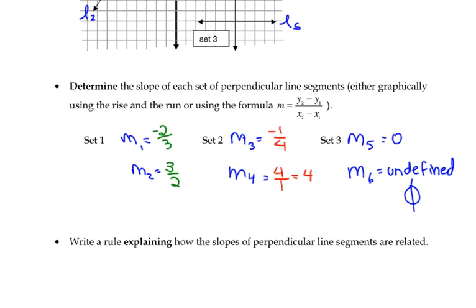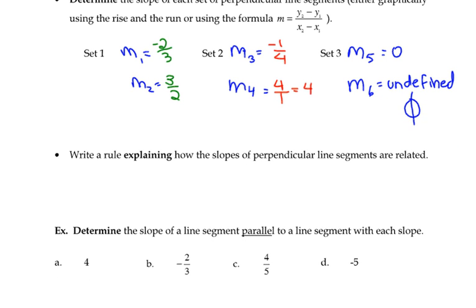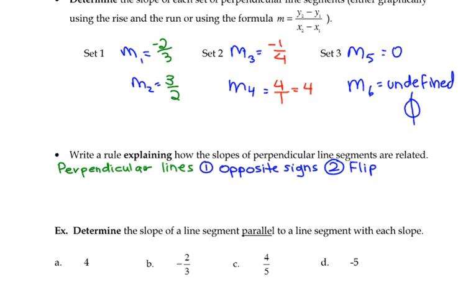So some general observations about perpendicular lines. I'm going to write this how you said this first, and then I'm going to write this the math way. So you said 2 things happened. 1, they're opposite signs. And 2, what else happened? They're flipped. So how we say this in math terms is they are negative reciprocals of each other.